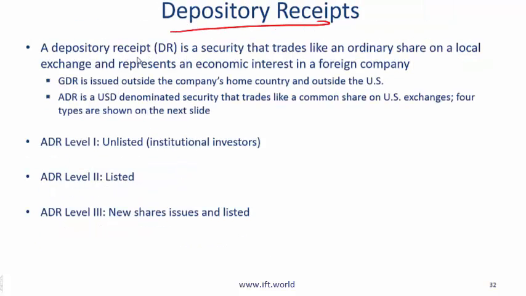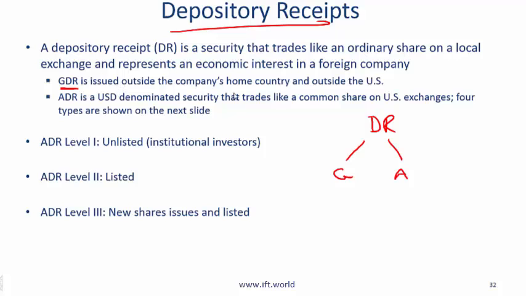Depository receipts. A depository receipt is a security that trades like an ordinary share on a local exchange and represents an economic interest in a foreign company. So for example, on the London Stock Exchange, you might have a company that is from another country. So let's say that you have an Indian company. If their shares are trading on the London Stock Exchange, this would be an example of a depository receipt. Within depository receipts, you can have GDRs and ADRs.